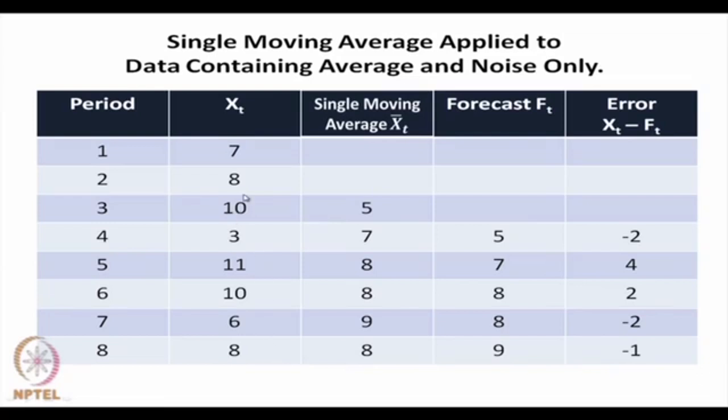Now, look at this case. Suppose that x t is given by 7, 8, 10, 3, 11, 10, 6 and 8, observed at time periods 1, 2, 3, 4, 5, 6, 7, 8. Let us assume that we have used n is equal to 3. That means, based on these values, we calculate this value.